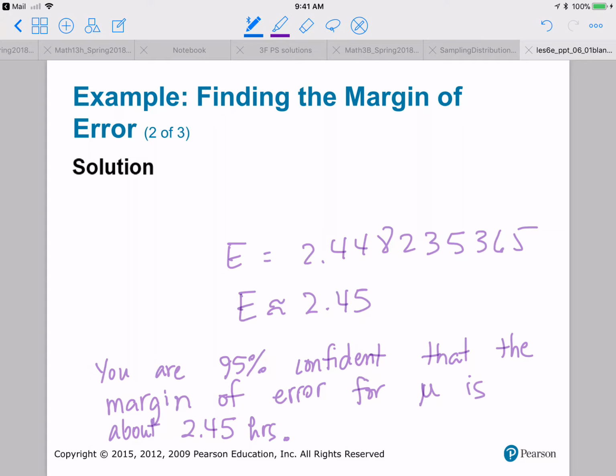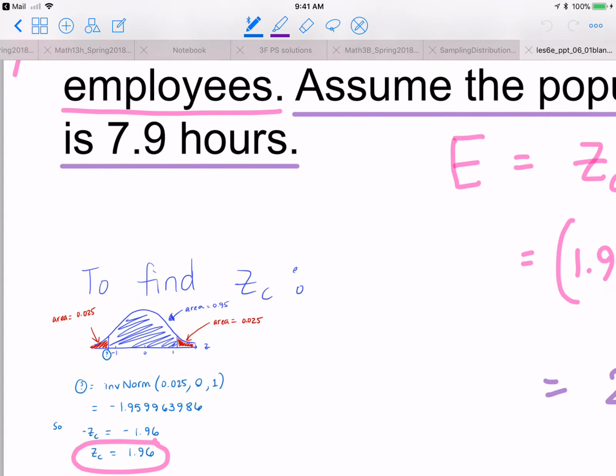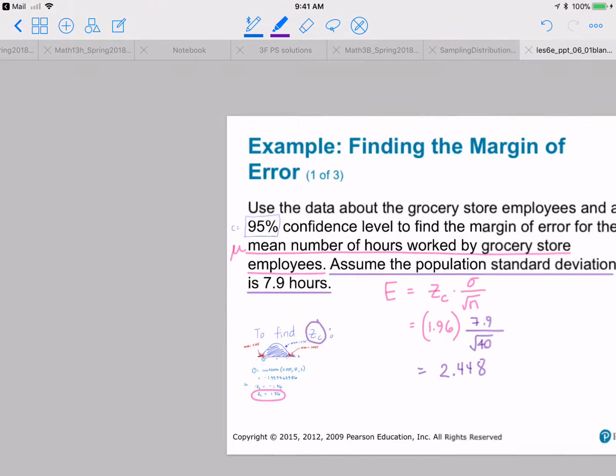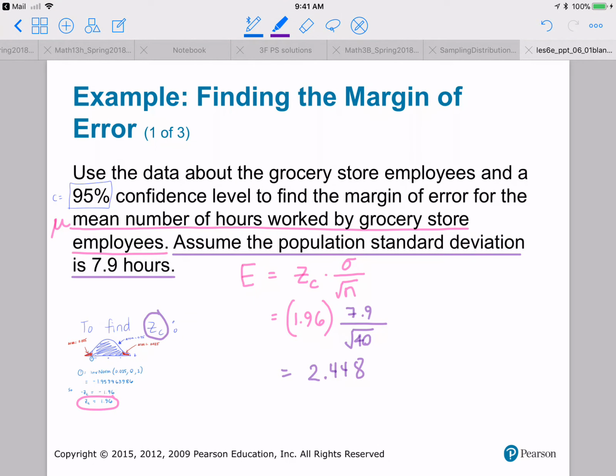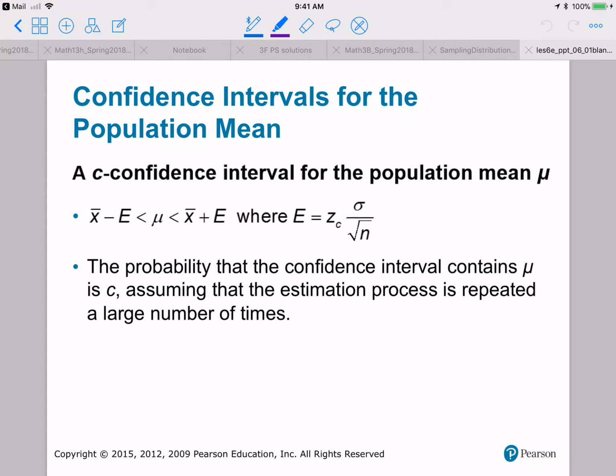So notice that the margin of error depends on the confidence level. If we'd had a different confidence level, then we would have had a different critical value. And the critical value is part of our formula for the margin of error. So it's appropriate that we include that we're 95% confident.